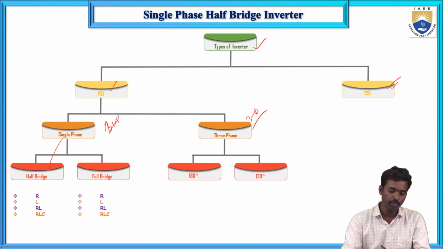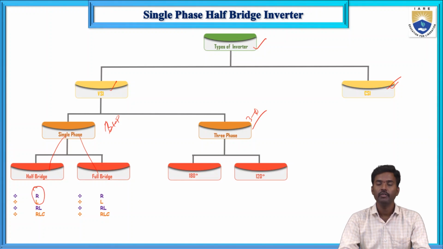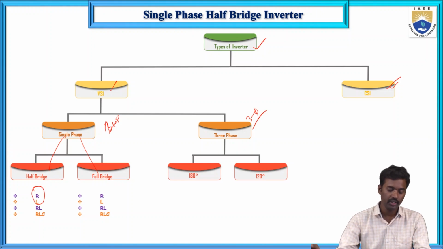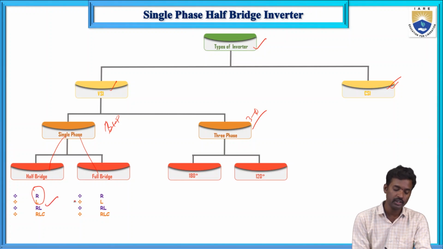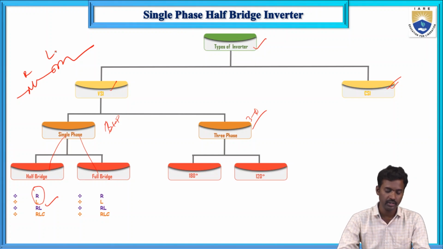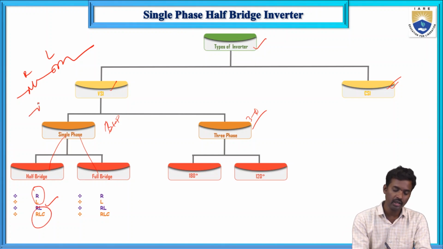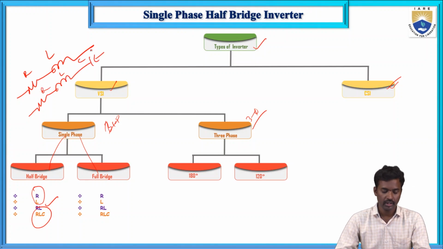It is again half bridge and full bridge inverter. In the last lecture we discussed R load and RL load. Today we are going to discuss series RL load, where the resistor and inductor are connected in series, and next R, L and capacitor C, the RLC elements are connected. Those loads we will discuss.